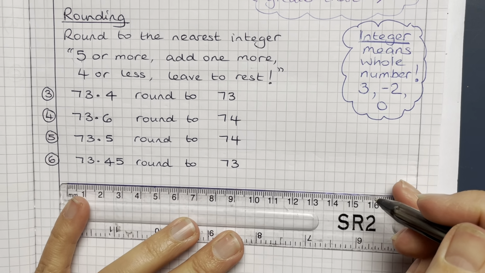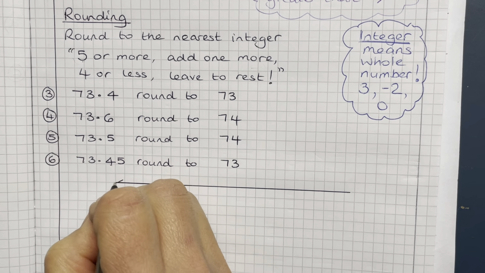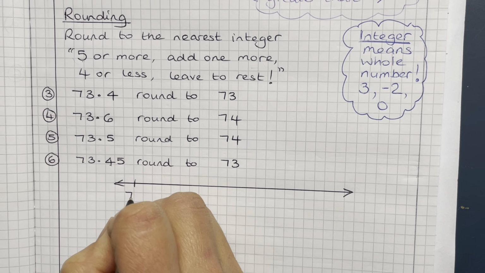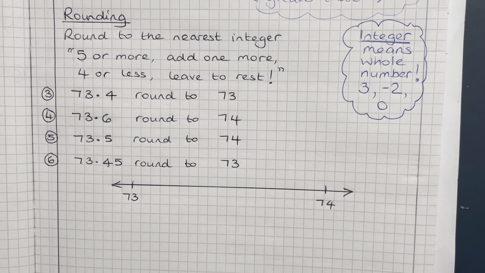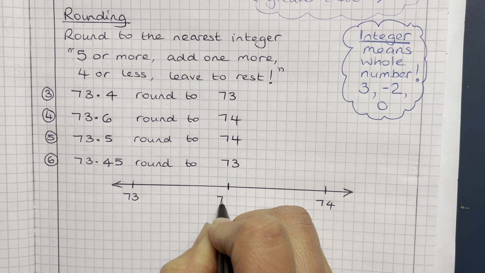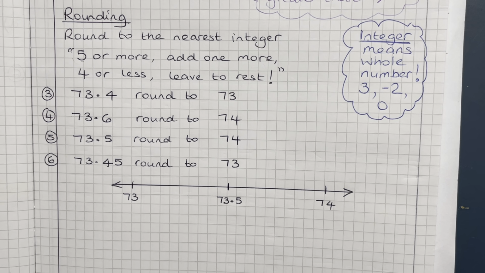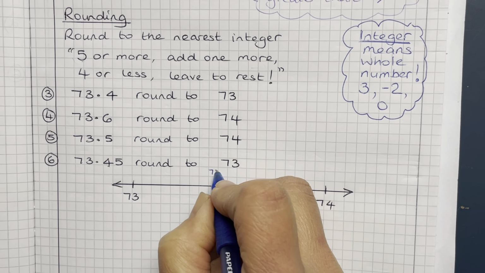Now, the other thing that you can do is you can use a number line. Again, it doesn't need to be drawn to scale. It doesn't have to start at 0. My number line is going to start at 73 and go to 74, and approximately in the middle, which I'm guessing is about here, I'm going to put 73.5.